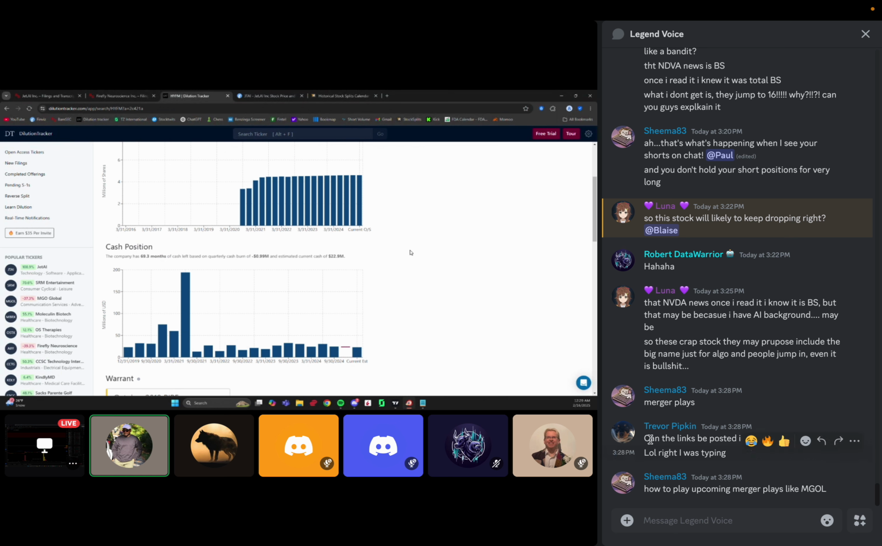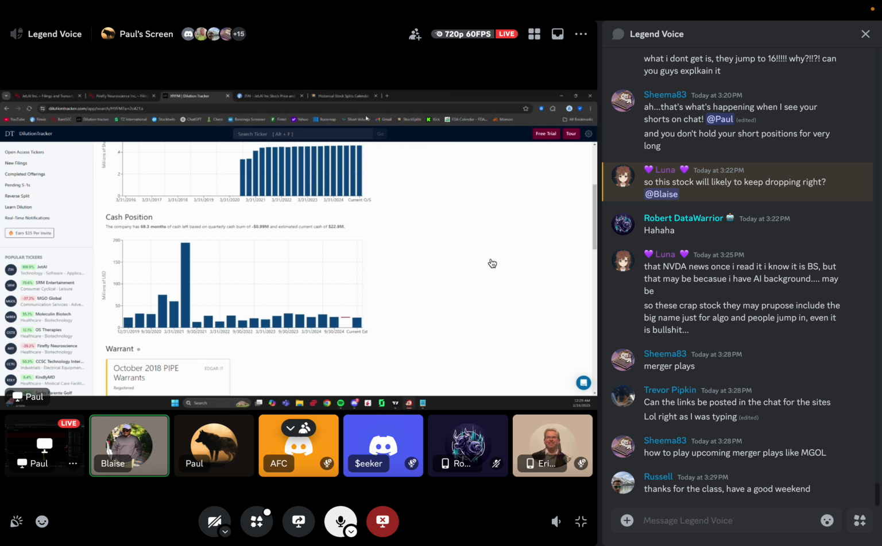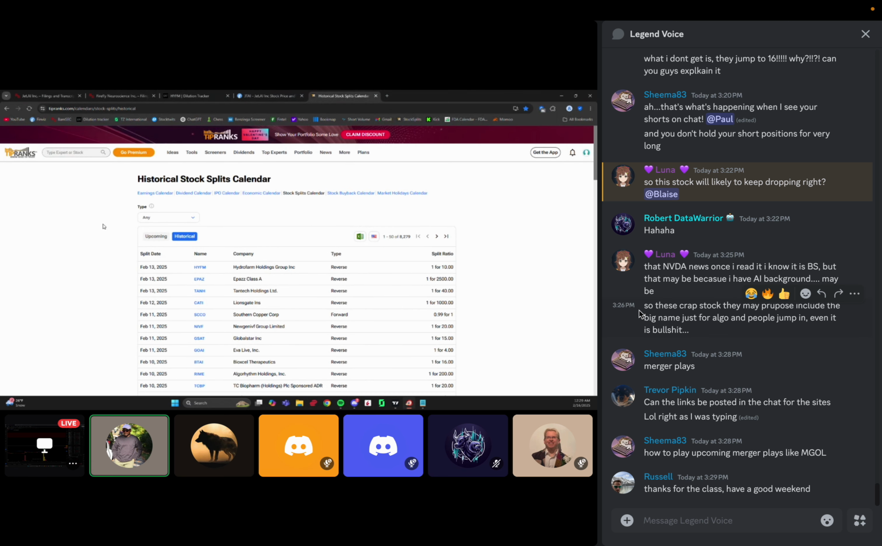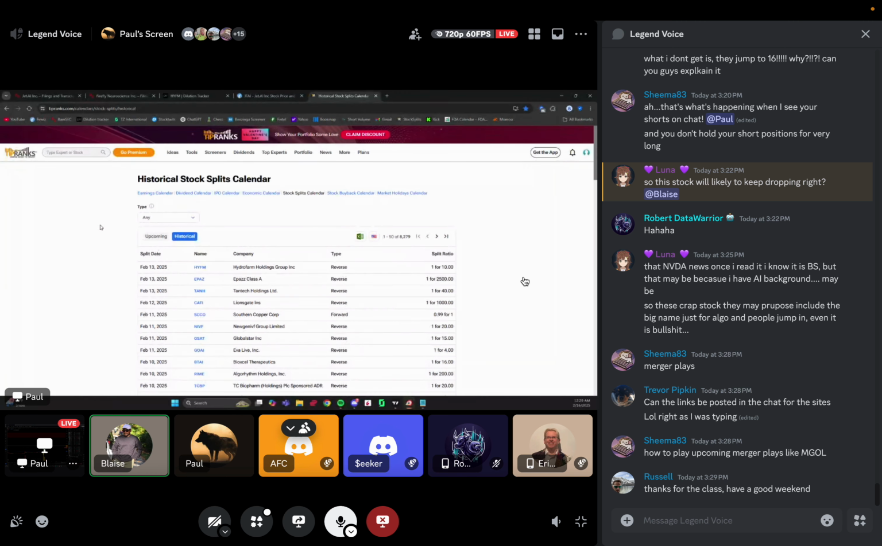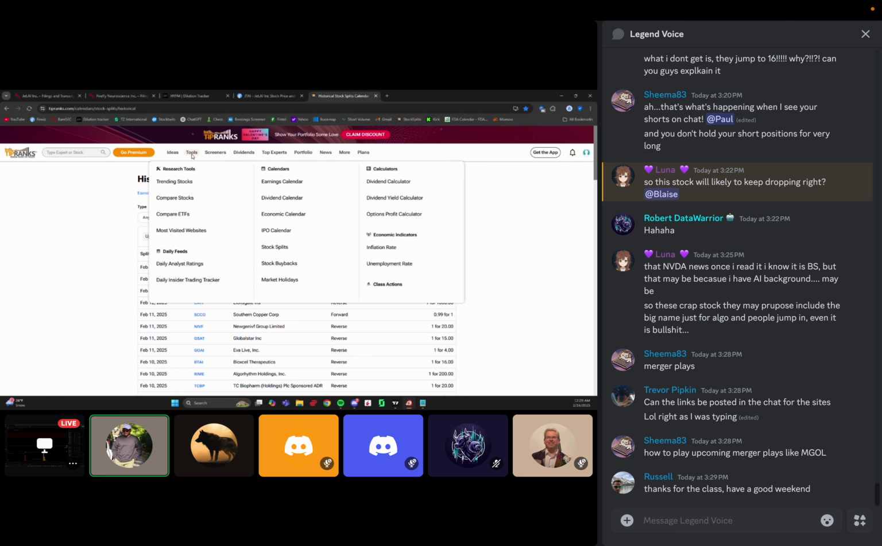They have some really cool tools. You can use the historical stock splits calendar, the last tab that he has at the top. You can see upcoming splits or historical splits, and that gives you an idea of what to look for if there's a split theme in the market.